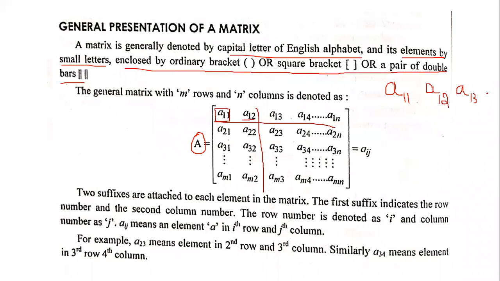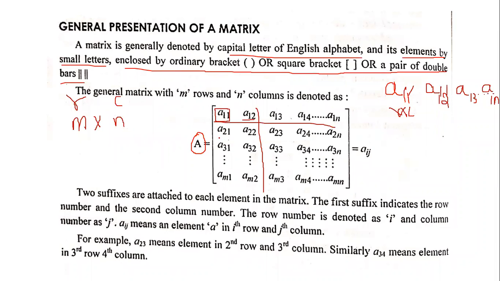Similarly, if you go on, it will be in the first row, but it can be in the nth column. So what are rows denoted by? Rows are denoted by M and columns are denoted by N. So always you will write it in the form of M into N, rows into columns. First row, first column. First row, second column.